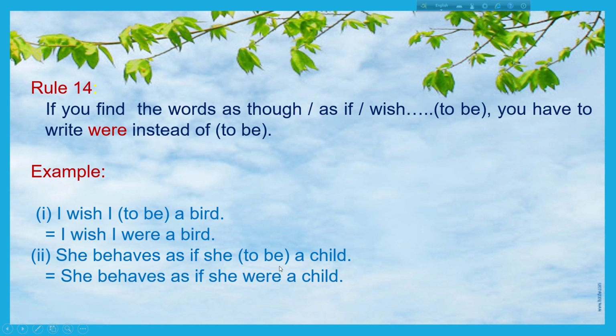Let's see the next example. She behaves as if she to be a child. So the answer will be: she behaves as if she were a child. So it's also an easy rule and you can use the right form of verb in such a case very easily. Let's see the next one.